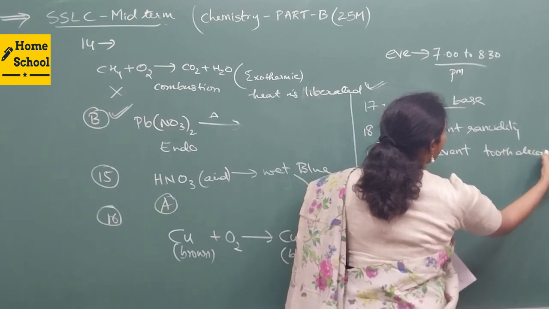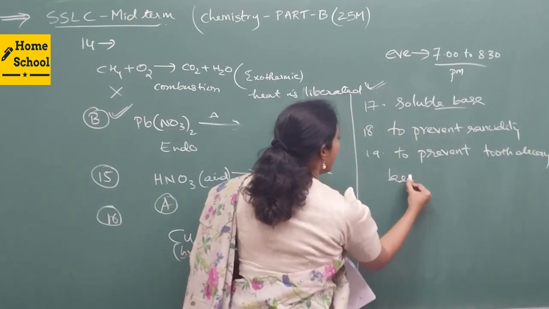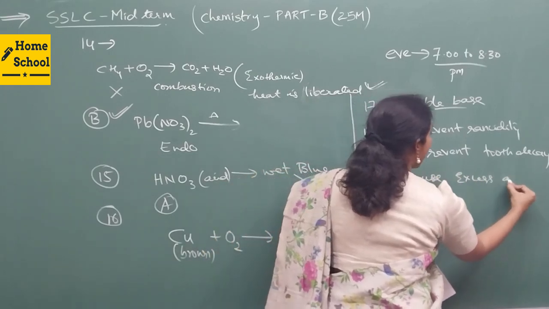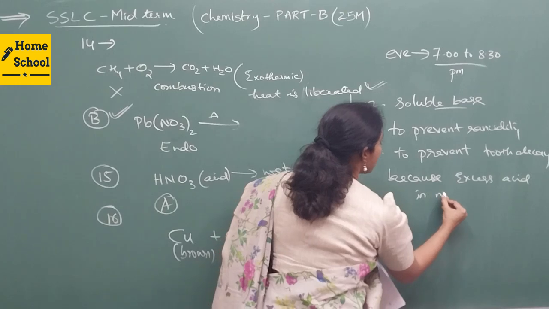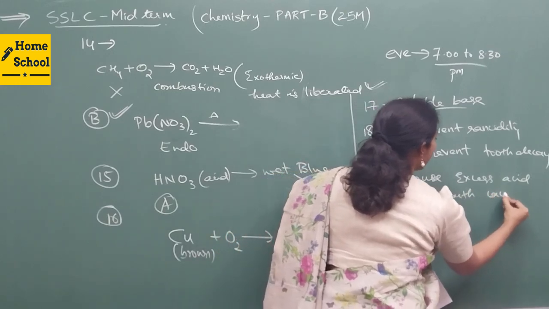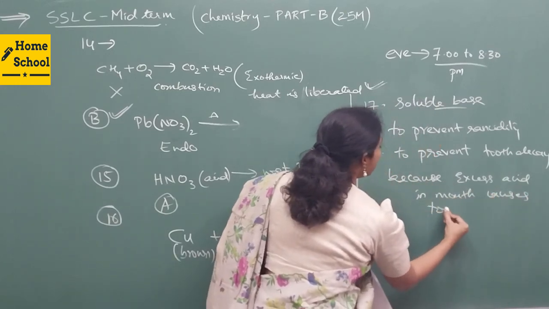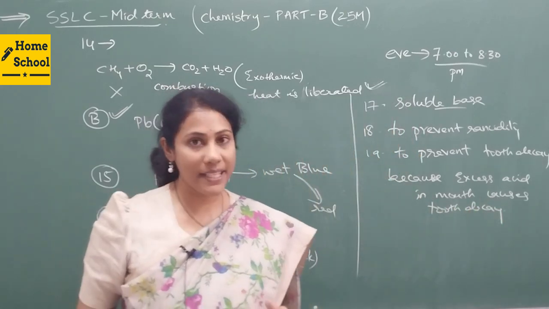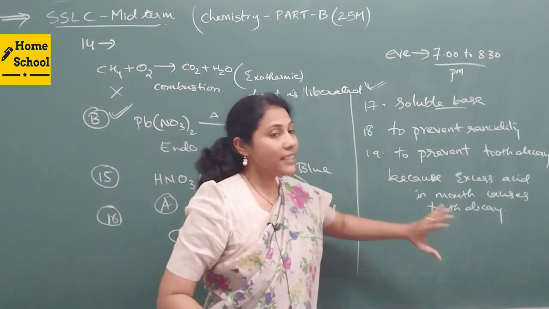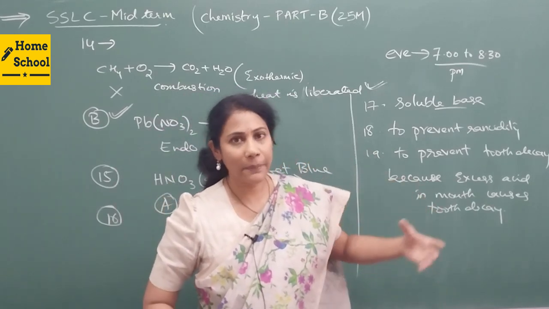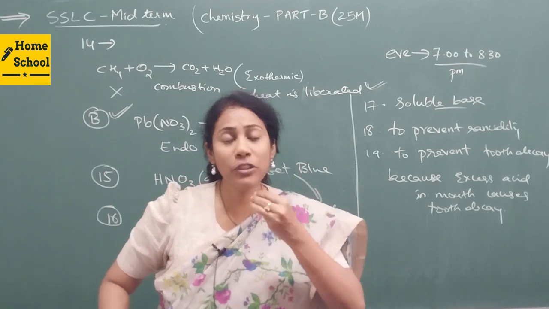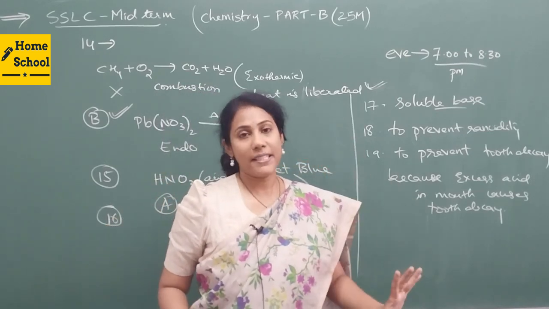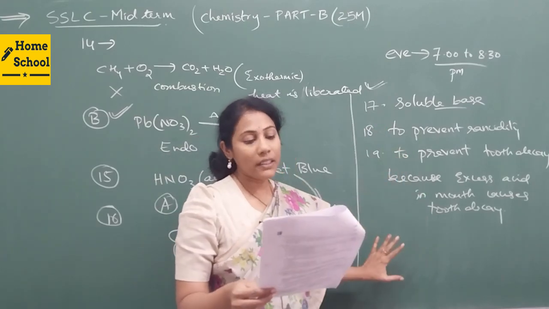How does it prevent tooth decay? Because excess acid in the mouth causes tooth decay. So when you brush with a toothpaste containing a base, excess acid will get neutralized. That point also you can mention: excess acid that is there in the mouth will get neutralized by the base that is there in the toothpaste. So these are 1 marker questions here.